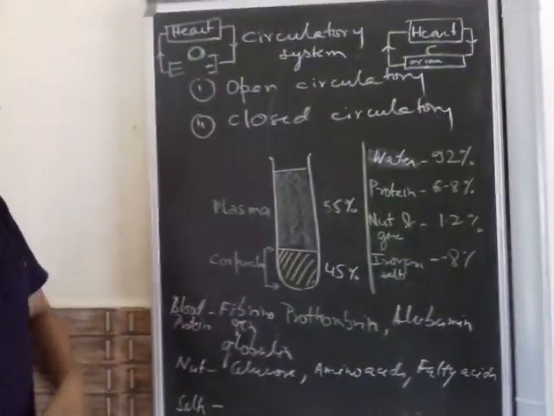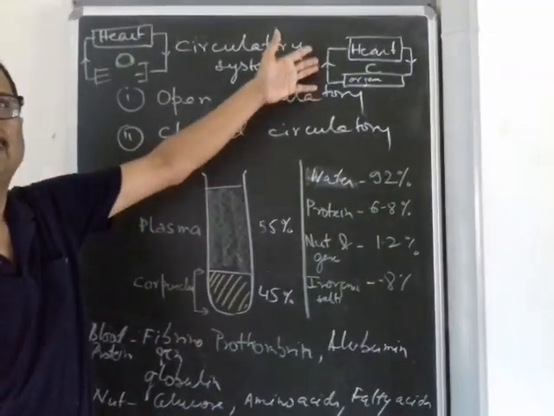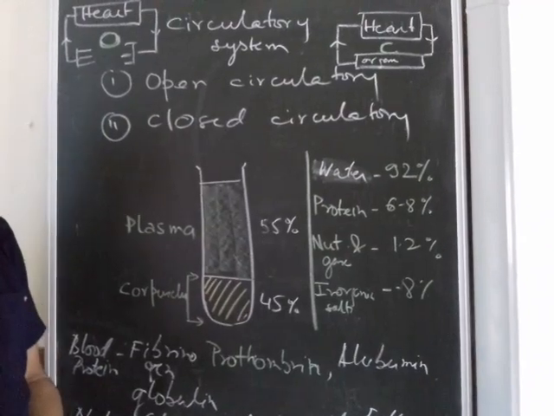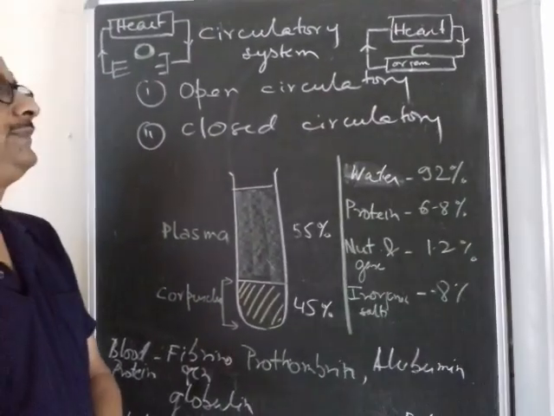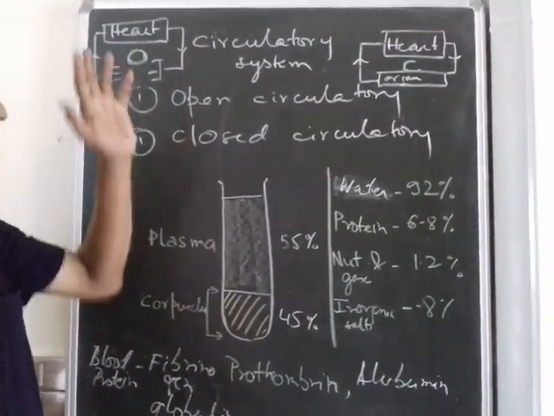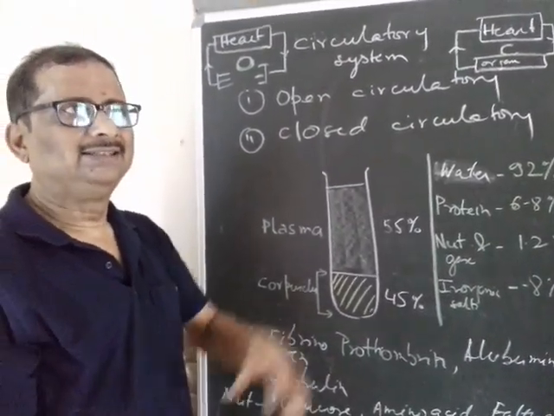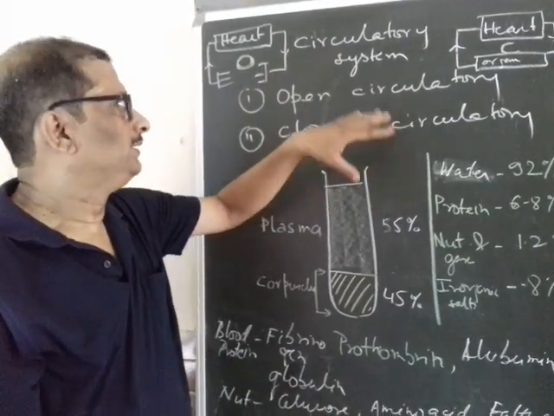So where do you find the closed circulatory system? You find it in higher organisms, in vertebrates, and in some lower organisms also you find the closed circulatory system. But open circulatory systems you find in arthropods and insects.